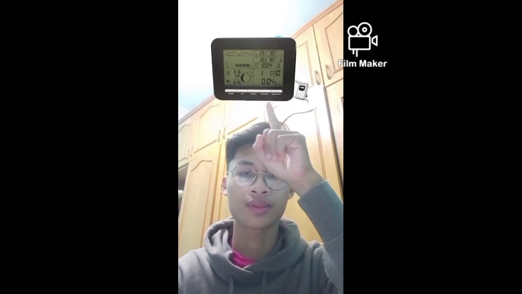There are three types of barometers. First, mercury barometers. Second, aneroid barometers. Third, digital barometers.